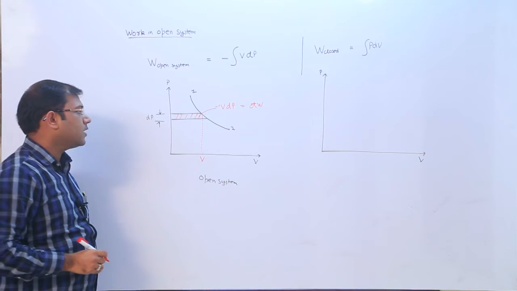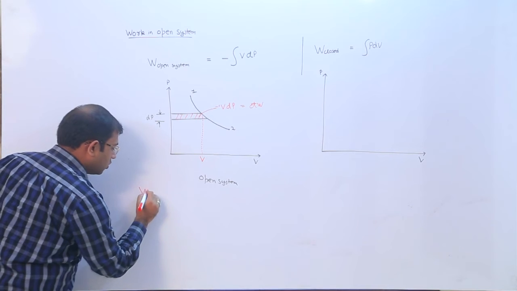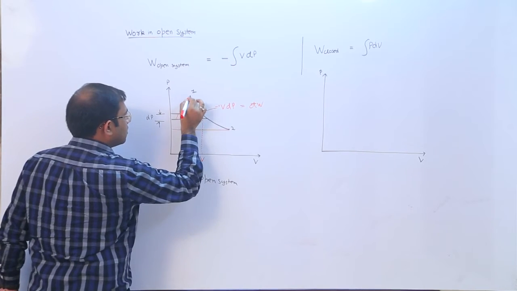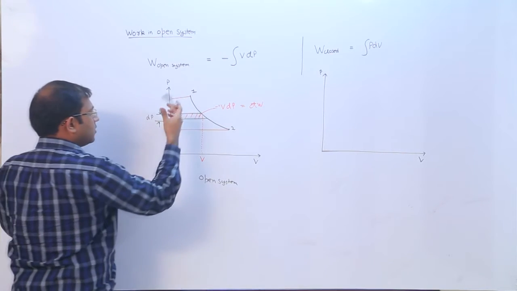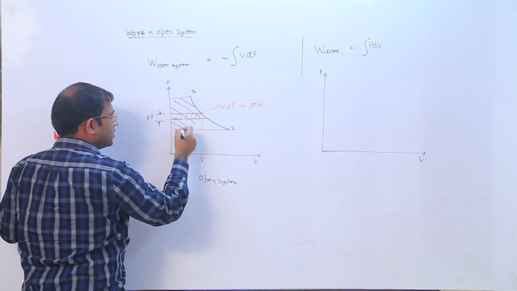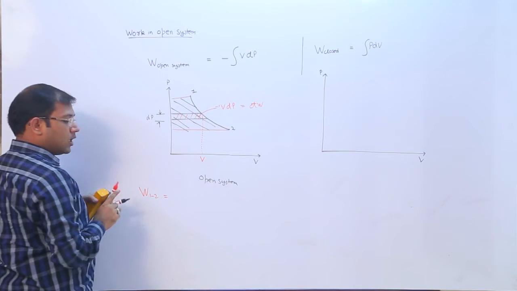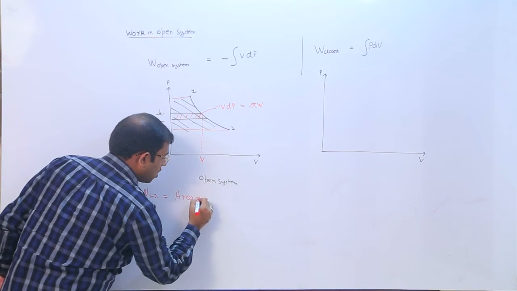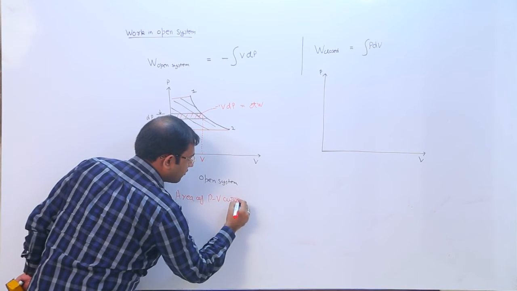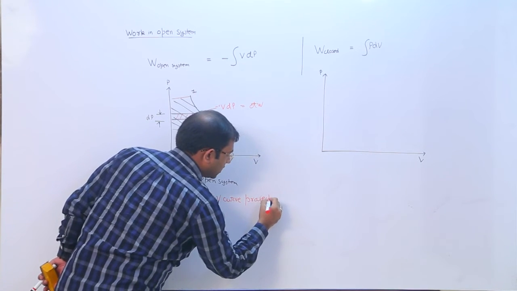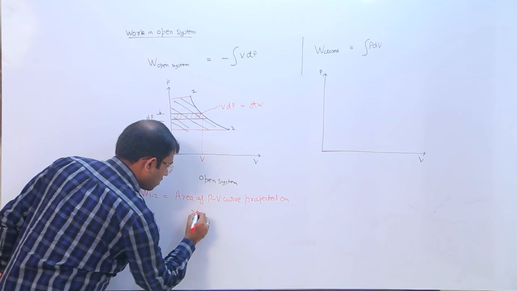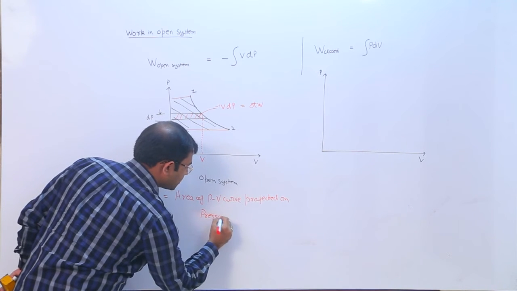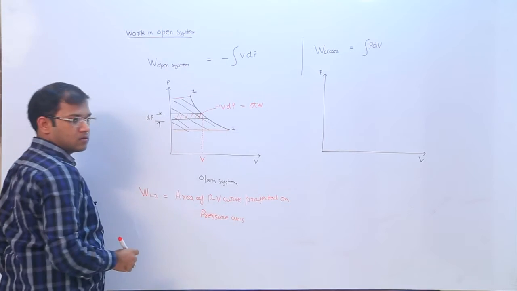Is it okay? Fine. Similarly, your W1 to 2 will become equal to this area. This becomes the total work. So W1 to 2 is nothing but area of PV curve projected on pressure axis. Is it okay?